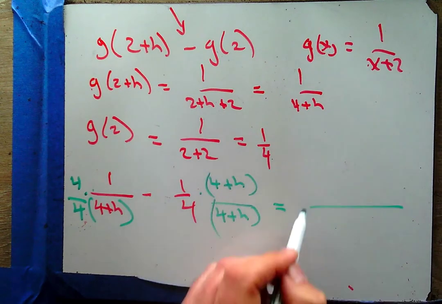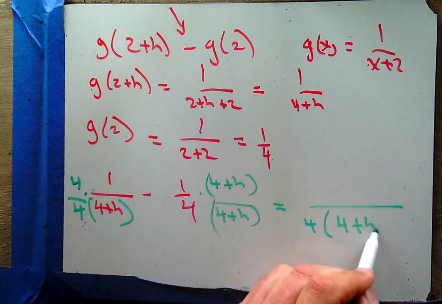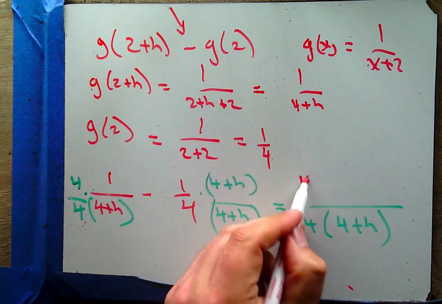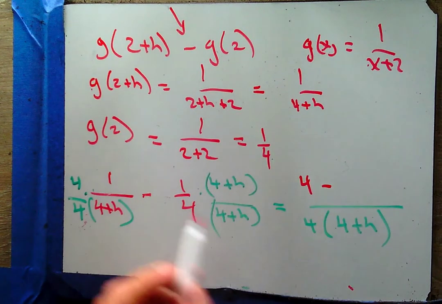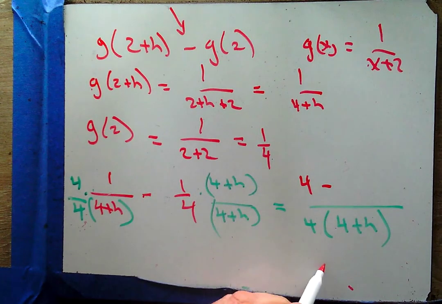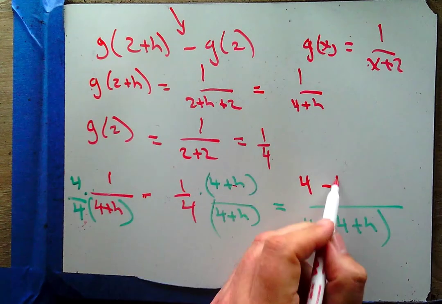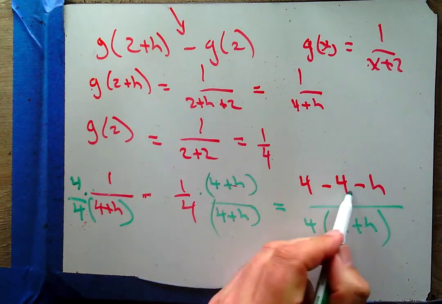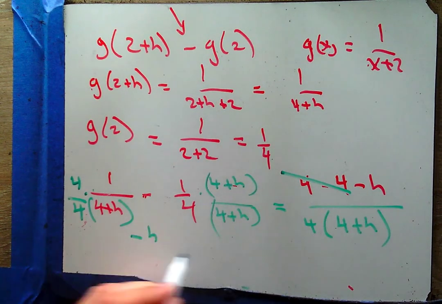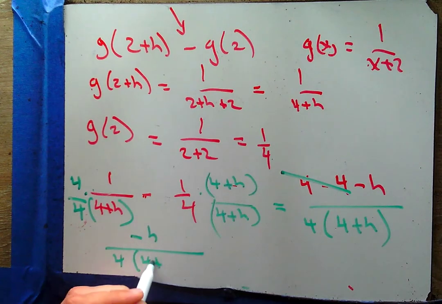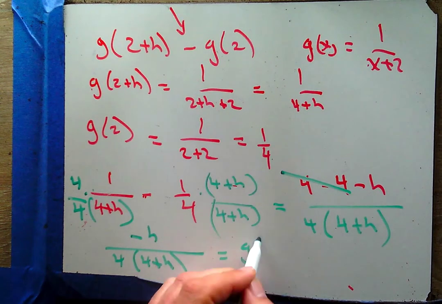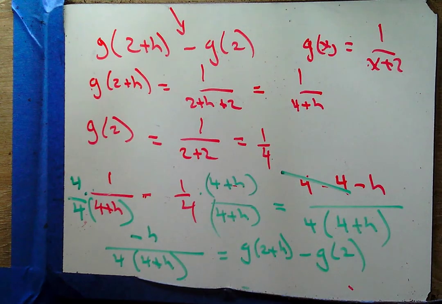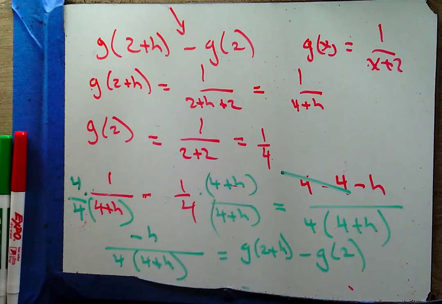So my common denominator is 4 times 4 plus h. And on top, what do I have? 4 times 1 is 4. Then there's the minus sign. And then we're going to distribute this 1 and that negative to each of these things. And so I have that. Can we tidy that up? Sure. These 4's cancel. So we have minus h over 4 times 4 plus h. That's g of 2 plus h minus g of 2. Turns out that's terribly, terribly important for us to be able to do in calculus.